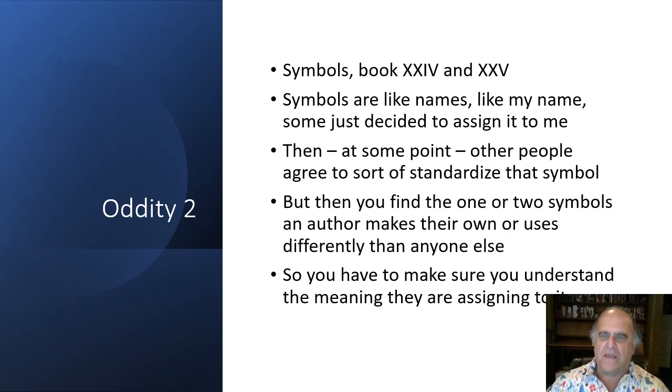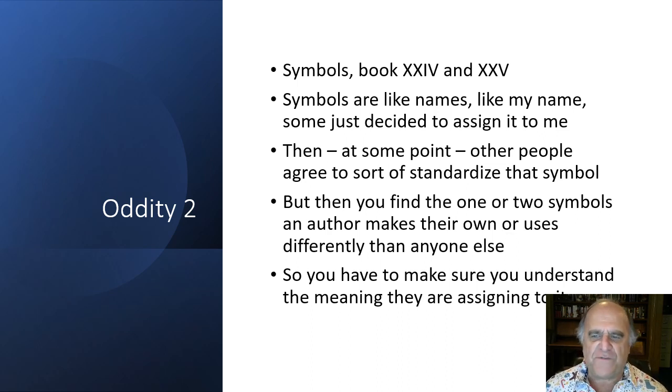In this book, on pages 24 and 25, they give you the basic symbols. It's a good way to review all the symbols at once. I will say those symbols are like names, or maybe even better, like nicknames. So like my name or my nickname, someone just decided to assign it to me at some point. Maybe at birth, maybe at some later point, they decide, hey, this would be a good nickname for this person. Then at some point, other people agree to that nickname, and it ends up standardizing that symbol.